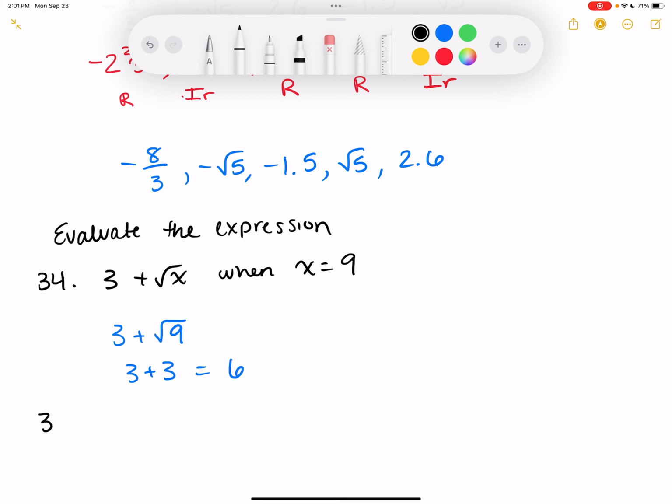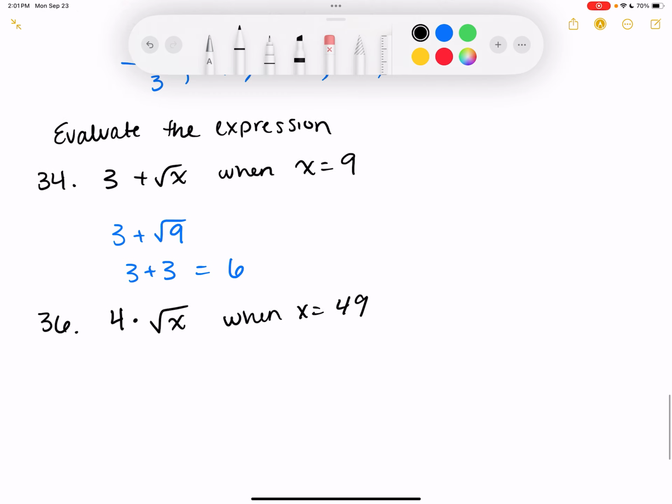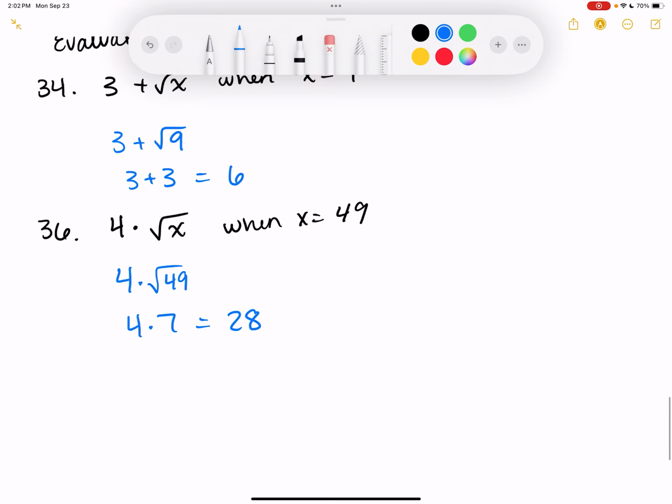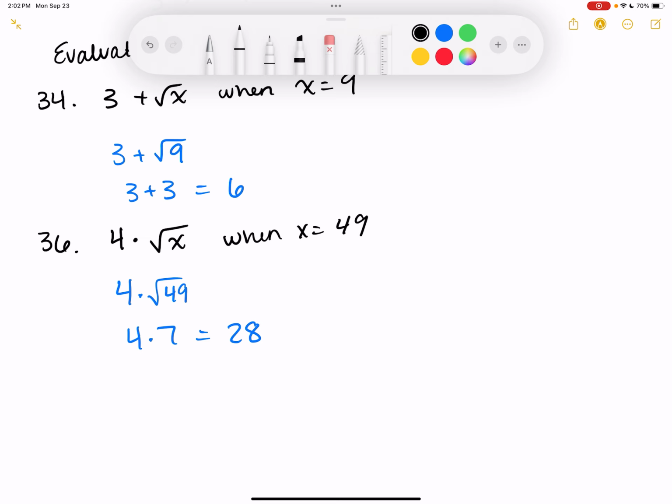36. 4 times the square root of x when x equals 49. So plug it in. 4 times the square root of 49. What is the square root of 49? 7. So 4 times 7 is 11. Oh, times. 28. It brings up a good point, though. Make sure you check the sign and what you're supposed to be doing if you're adding, subtracting, multiplying, dividing, whatever. See, I did that on purpose.